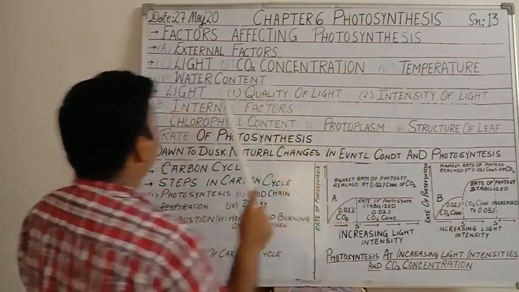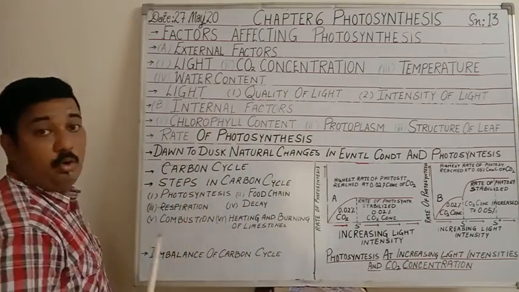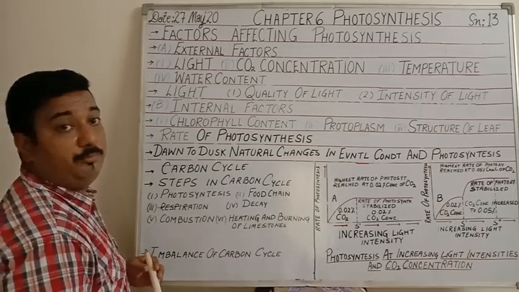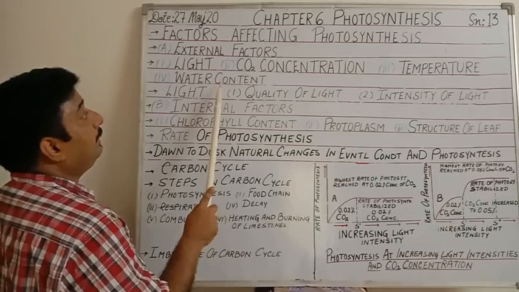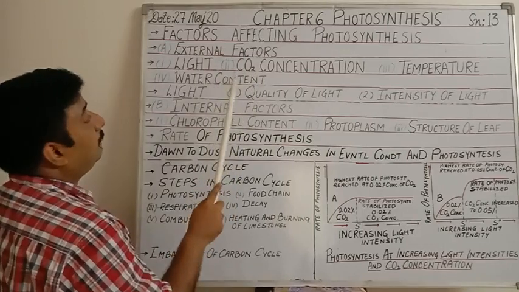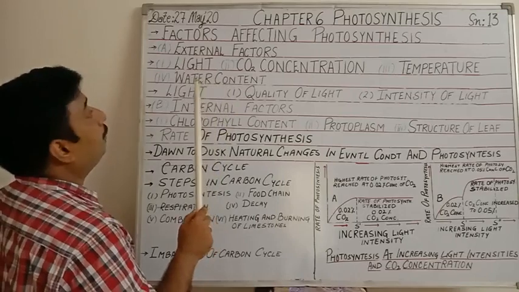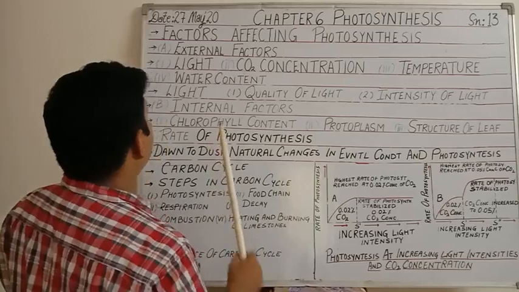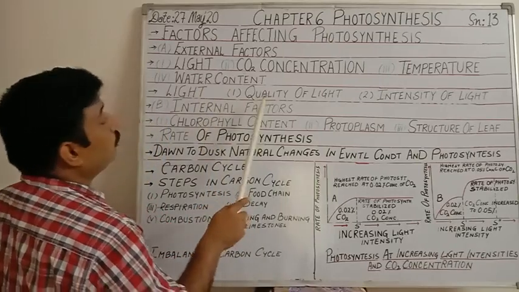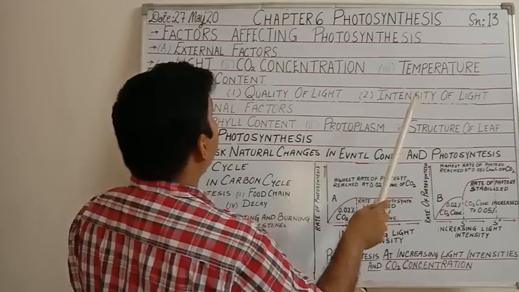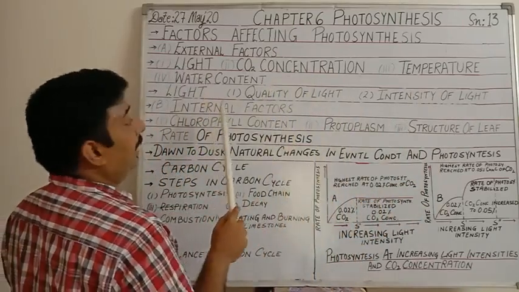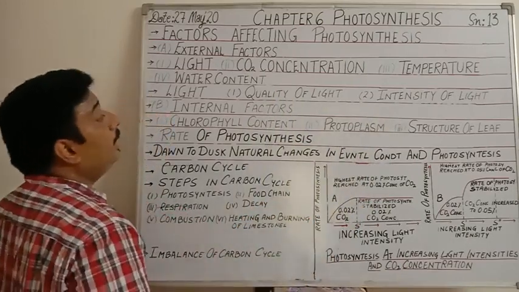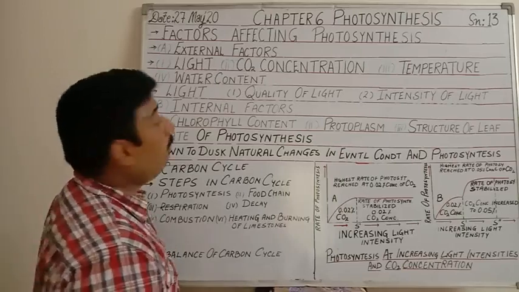Then the last but not the least will be the water content. As we all know, water is a very important raw material which is required during the process of photosynthesis. So definitely water content will affect the process of photosynthesis, and it will be a very important factor to carry out the process. Then light itself will be divided into quality of light and intensity of light. Both of them will play a major role and will affect the process of photosynthesis.